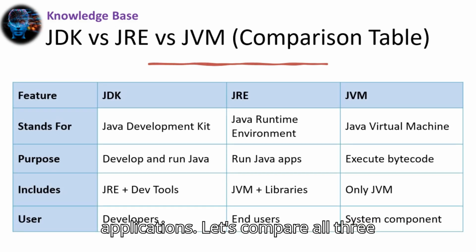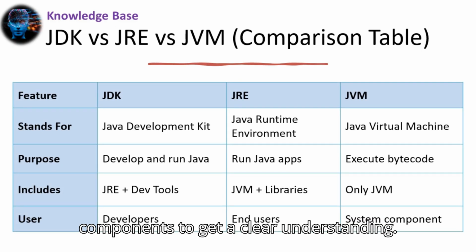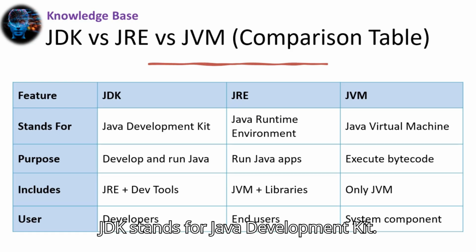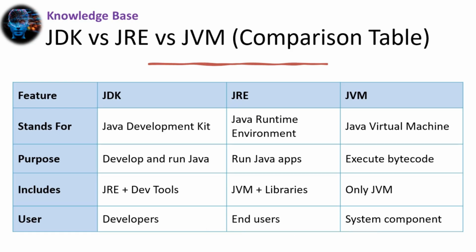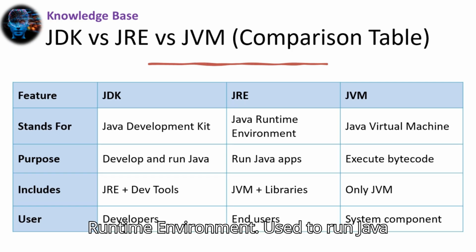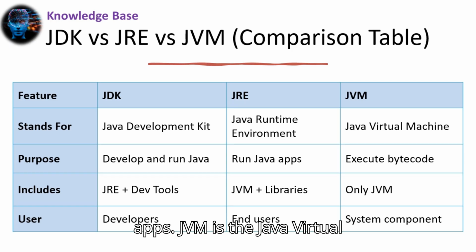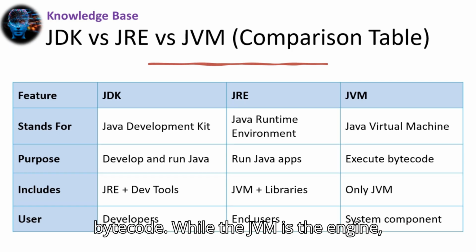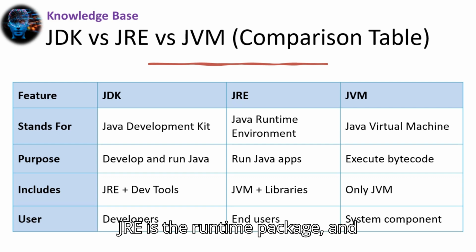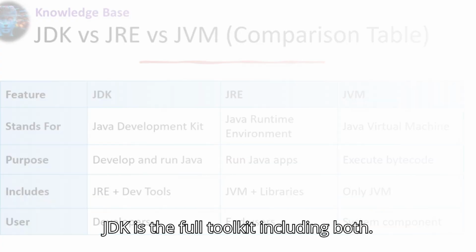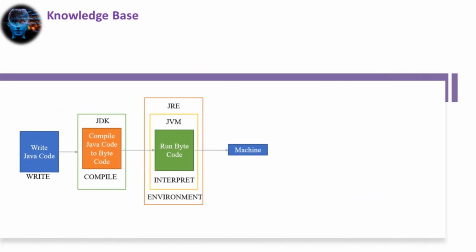Let's compare all three components to get a clear understanding. JDK stands for Java Development Kit. It's used to develop and run Java applications. JRE is the Java Runtime Environment, used to run Java apps. JVM is the Java Virtual Machine, used to execute bytecode. While the JVM is the engine, JRE is the runtime package, and JDK is the full toolkit including both.